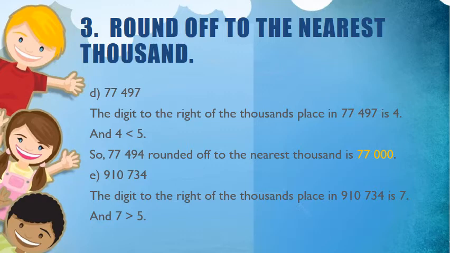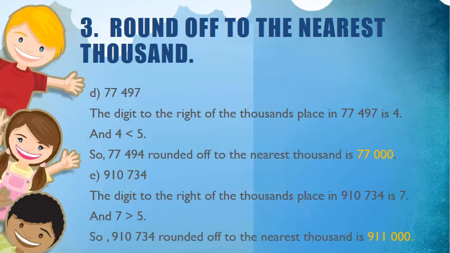Well, we will add 1 to 0. 0 is the digit at the rounding off place, which is the thousands place. So we will add 1 to 0 and now 0 plus 1 will become 1. So now we have 1 at the thousands place. And then we will replace all the digits to the right of the thousands place by 0. And therefore, 9,10,734 rounded off to the nearest 1000 is 9,11,000.